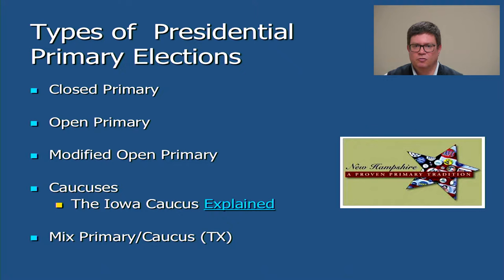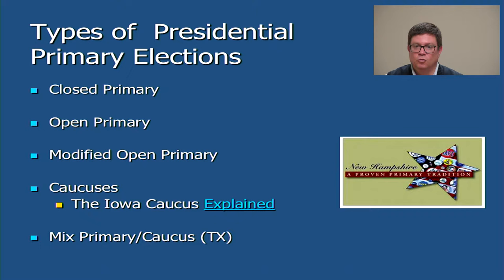So if you're registered as a Democrat, the only primary that you can vote in is the Democratic primary. If you're registered as a Republican, the only primary that you can vote in is the Republican primary. What about independents? Well, they're out of luck. If you're a registered independent, you can't vote in either one of the presidential primaries.